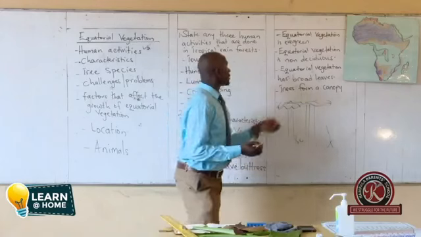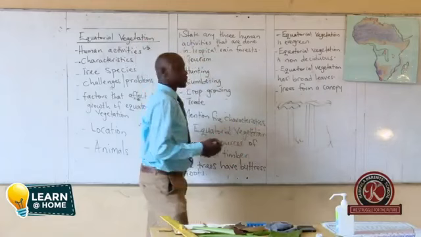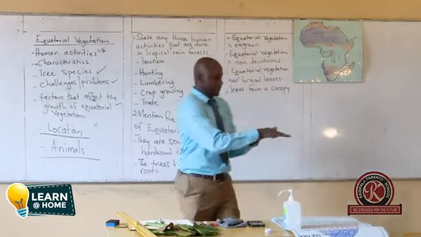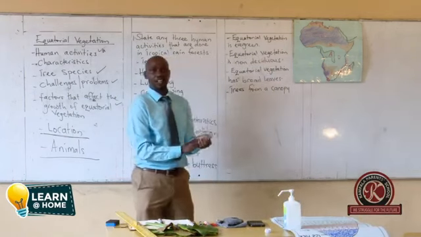So having looked at characteristics of equatorial vegetation, let us always observe the guidelines from the Ministry of Health. Use sanitizers to sanitize your hands. Wash your hands regularly.